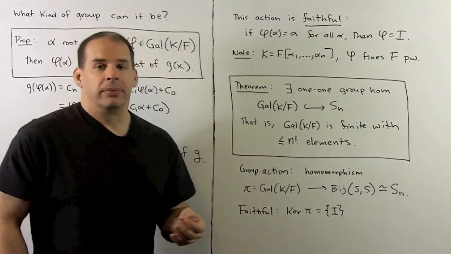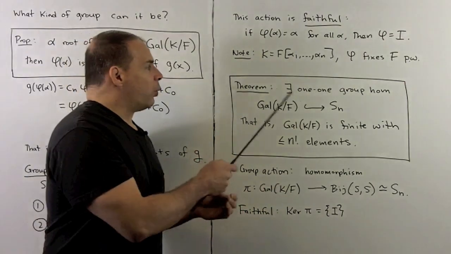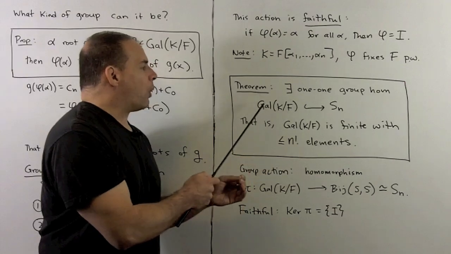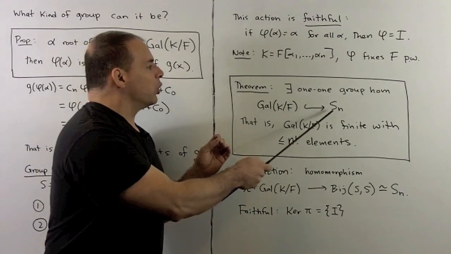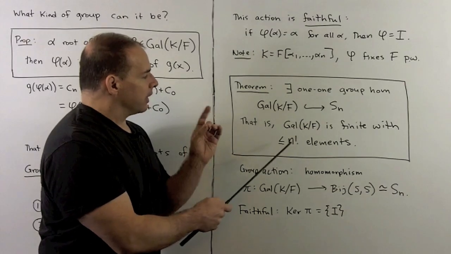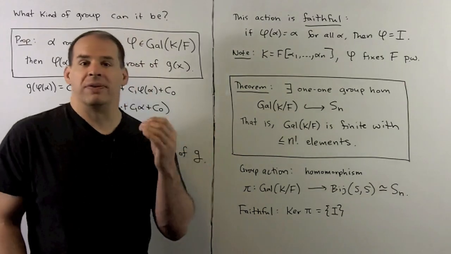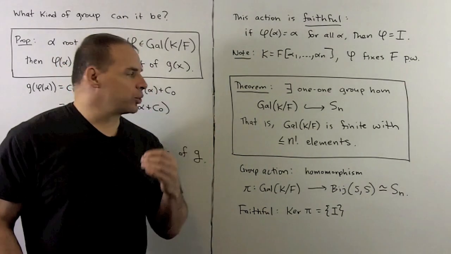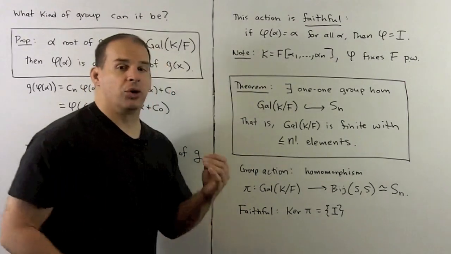To summarize, we have a theorem. There exists a one-to-one group homomorphism from the Galois group into the symmetric group on n letters. Now, that just means the Galois group is finite with less than or equal to n factorial elements, where n is the degree of g.